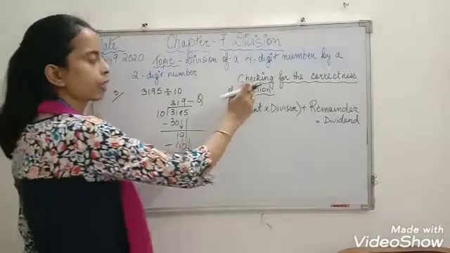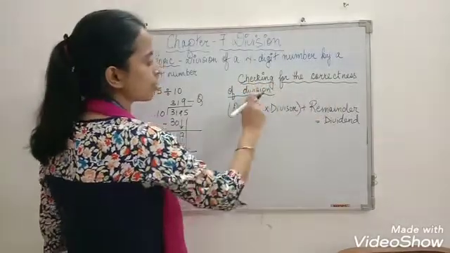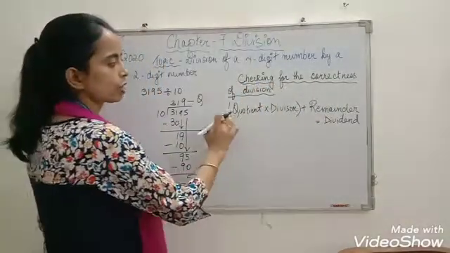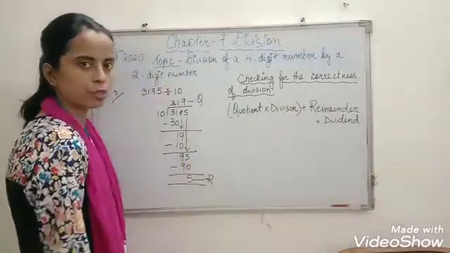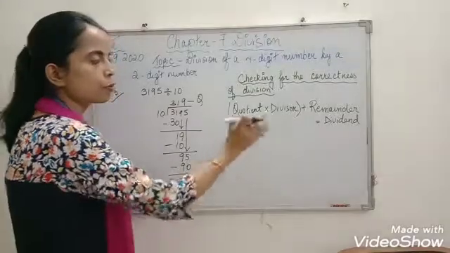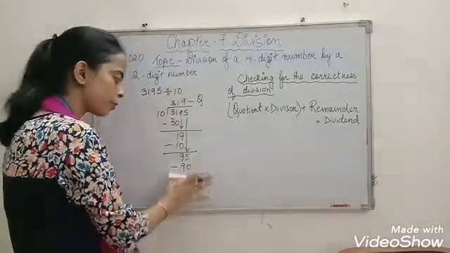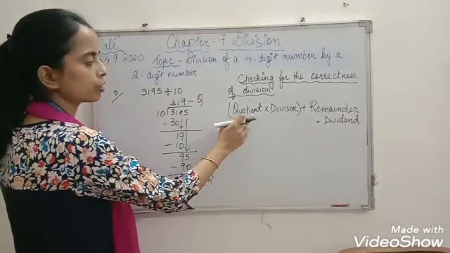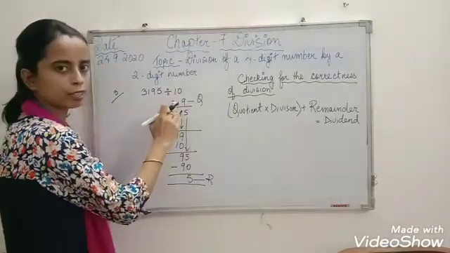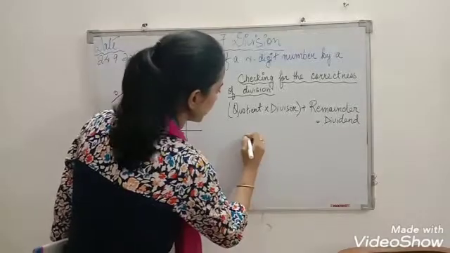Here I have written: checking for the correctness of division. Quotient into divisor plus remainder equals dividend. With the help of this, we are going to check whether this division is correct or not. First, we see which one is the quotient. How much did we get as quotient? 319.